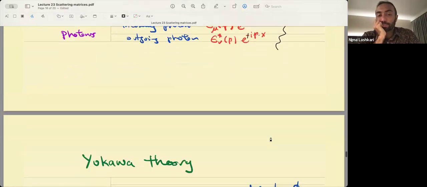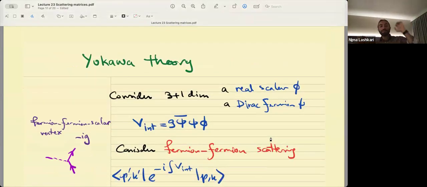Good. So let's work out two examples just to get used to the diagrammatics, what these guys look like. All right. Consider a 3 plus 1 dimensional theory. The matter content of it is a real scalar field and a Dirac fermion.